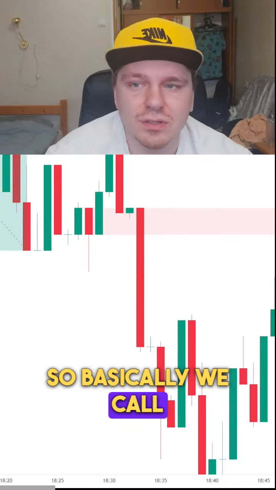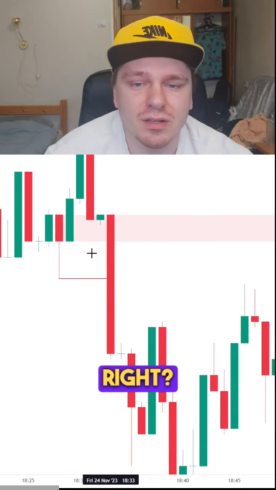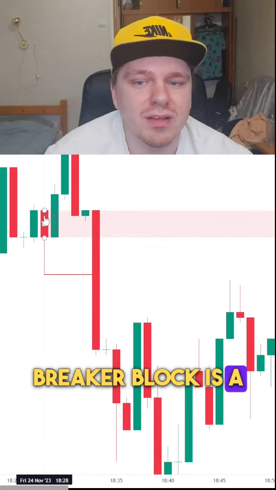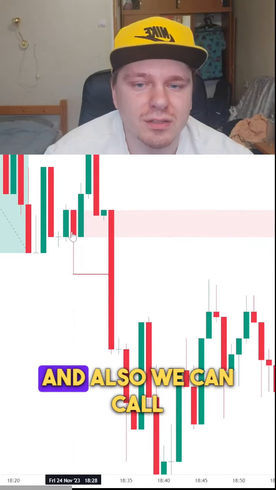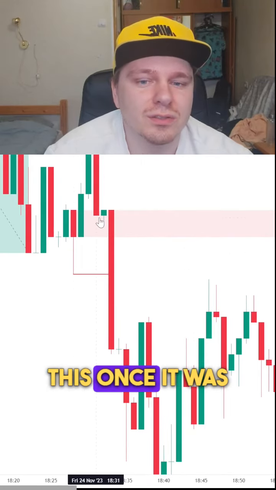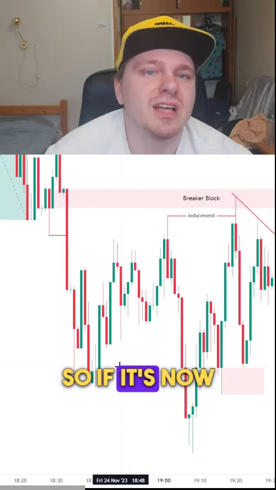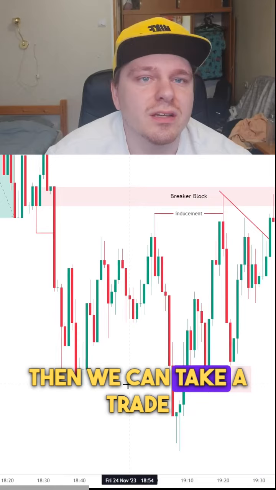So basically we call this a break of structure, right? But this is also a breaker block. A breaker block is a failed order block, okay? Once it was support, so now it becomes resistance. And if it's now resistance, then we can take a trade from it.